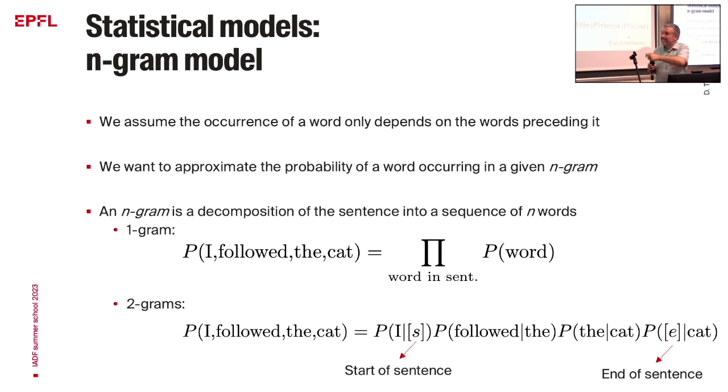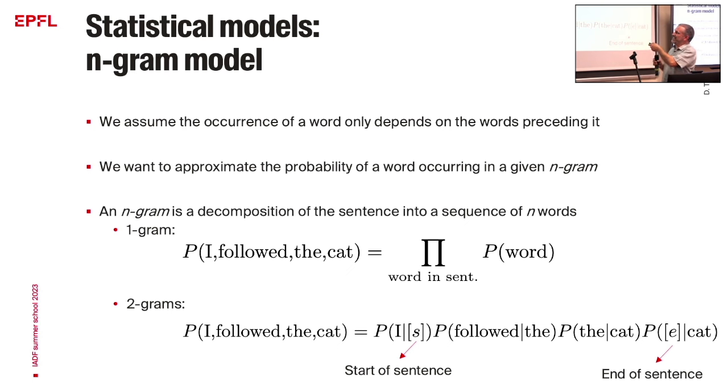So for example, the simplest that you can get is called a 1-gram, okay? A gram is a word, okay? So in a 1-gram, you basically predict the probability of a word by looking at the word itself, okay?